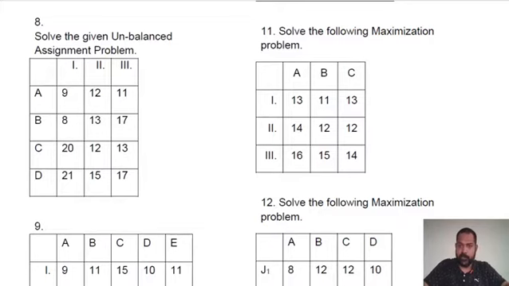I'm sorry, there was a little bit of a confusion with the numbering. This is question number 8. So question number 8 is 1, 2, 3 and A, B, C, D. So again, I'm going to go back on my words. I'm going to go back on the one basic thing that I said. 9, 8, 20, 21, 12, 13, 12, 15, and lastly 11, 17, 13, 17.